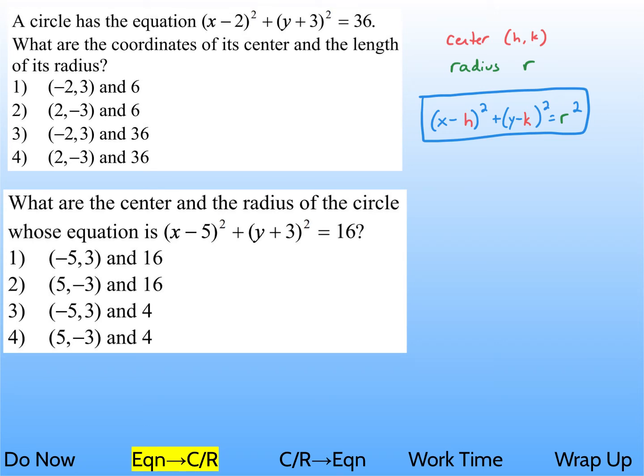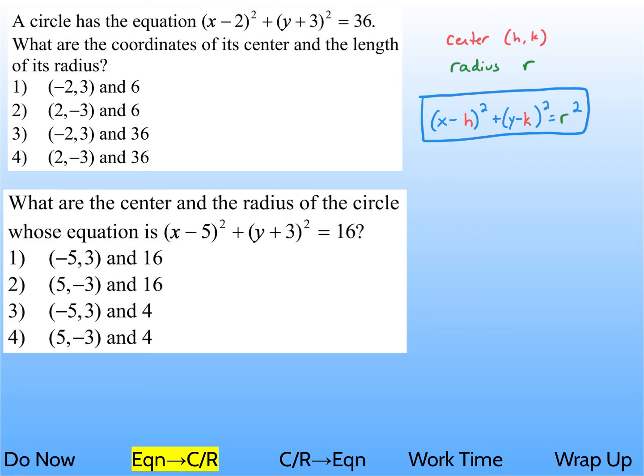Okay, so the equation for a circle, it has a center of h and k. I don't remember why they use h and k, they just do. And a radius of r is always (x minus h) squared plus (y minus k) squared equals the radius squared. So it's something squared plus something squared equals something squared. It's based on the Pythagorean theorem, of course.